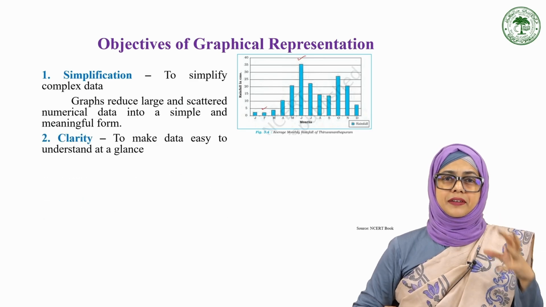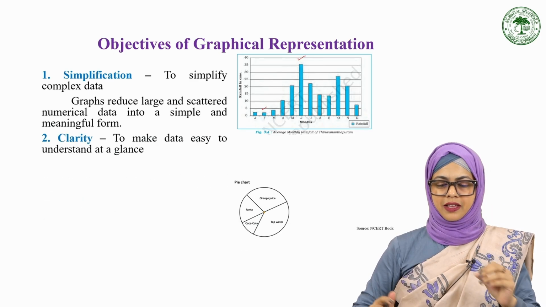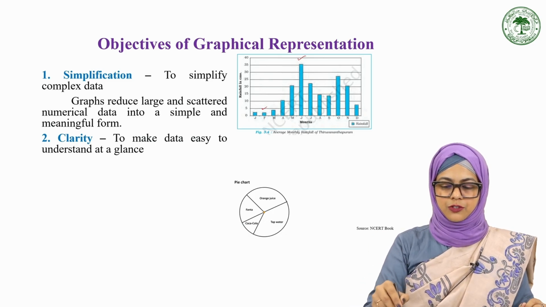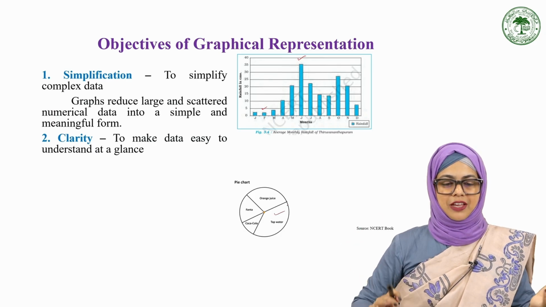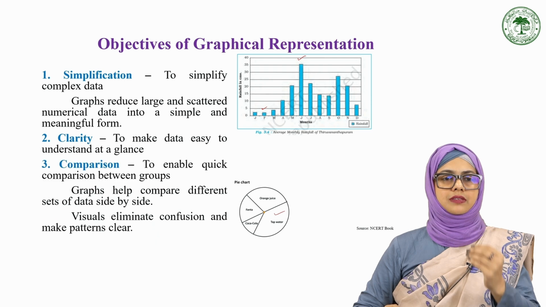Moreover, there is clarity, to make data easy at a glance. You can see the pie chart. The moment you see it, the different types of juices are given, and the consumption is more of tap water. It's so easy, and the information is very clearly represented.